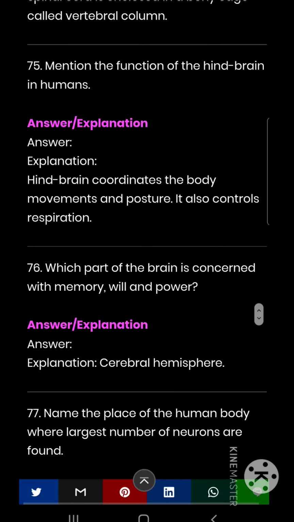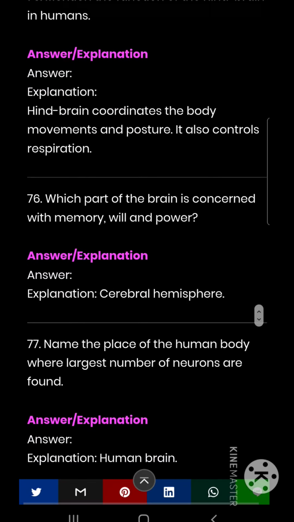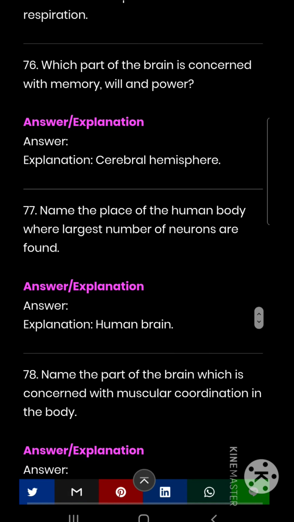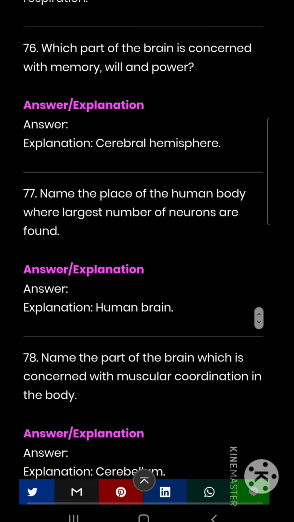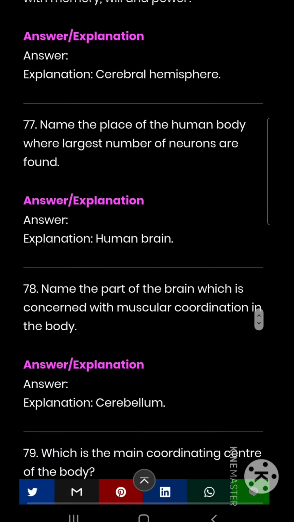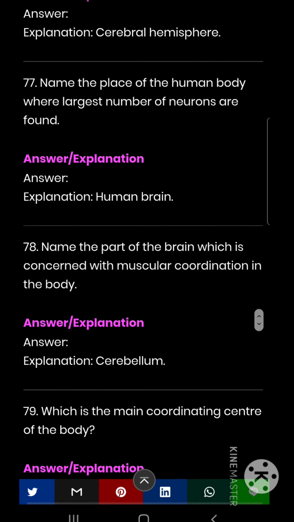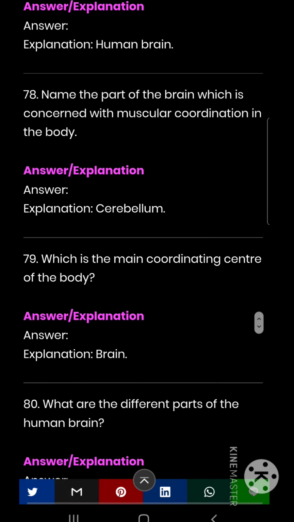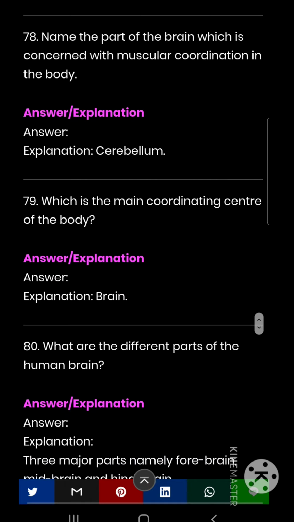Mention the function of hindbrain in human beings. Hindbrain coordinates the body movements and posture. It also controls respiration. Which part of the brain is concerned with memory, will and power? It is cerebral hemispheres. Name the place of the human body where largest number of neurons are present. It is human brain. Name the part of the brain which is concerned with muscular coordination in the body.